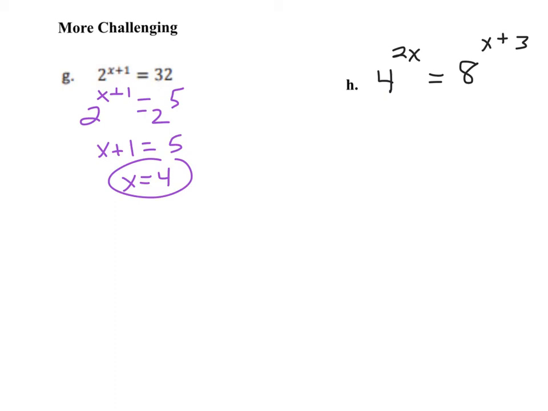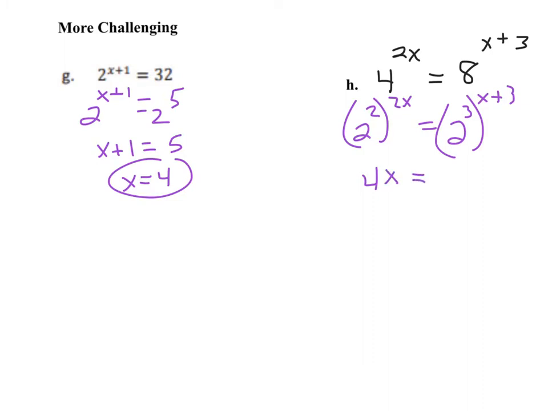You need to change both. So this is really a 2 squared being raised to the 2x. And this side is really a 2 cubed being raised to the x plus 3. So now the bases are both 2's. You just have to follow through. Remember exponent rules: you multiply exponents, so 4x has to equal. Now you're going to have to distribute the 3 on both of these. So 3x plus 9. I'd bring the 3x over this way, subtract it, and you get x equals 9. A little creative on that one, but you guys can do it. Just get the same bases and then set exponents equal to each other.